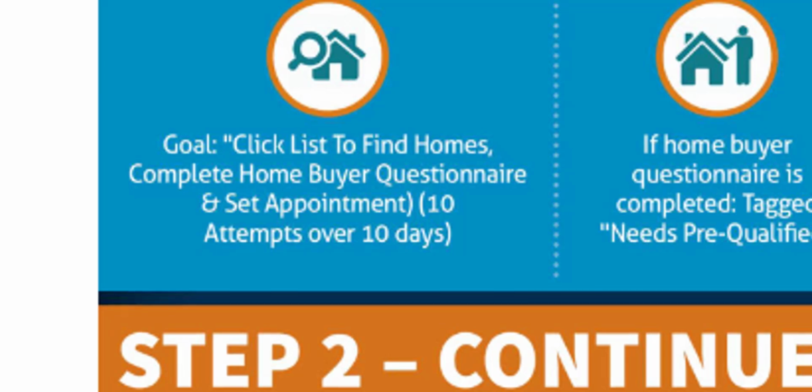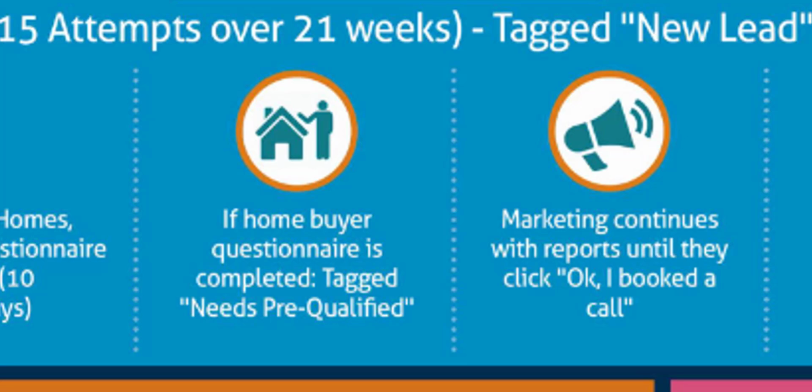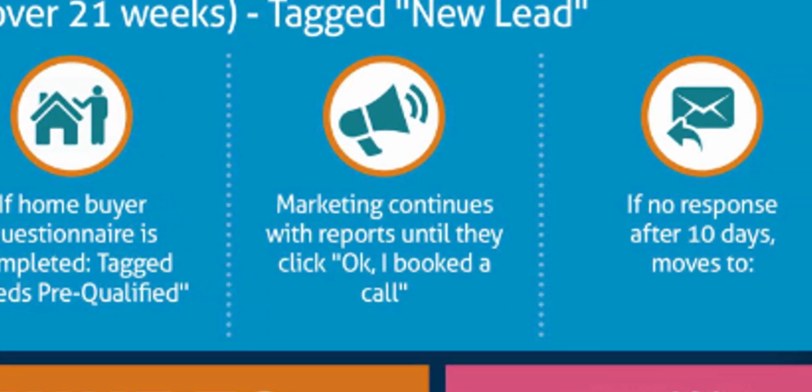Once they have filled out the home buyer questionnaire, the system is going to tag them that they need to be pre-qualified, because that's the natural next step in the process. So when you go inside ManyChat, you're going to be able to see the pre-qualified tag or needs pre-qualified. That way you know to get those people over to a loan officer, so you know who to put your emphasis on. Now, it's important to know that the marketing is going to continue with reports and helpful hints and tips about buying and selling until they actually click, okay, I booked a call.